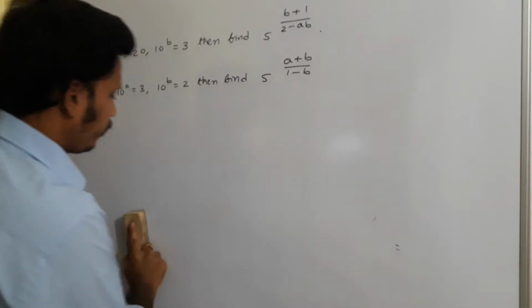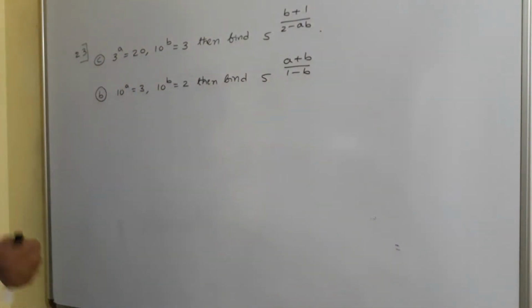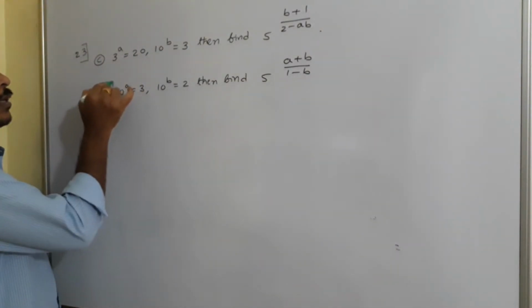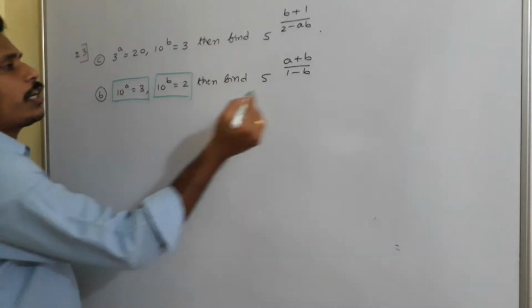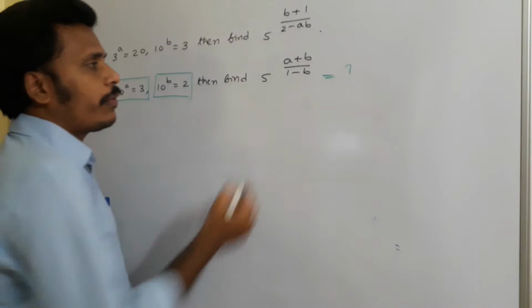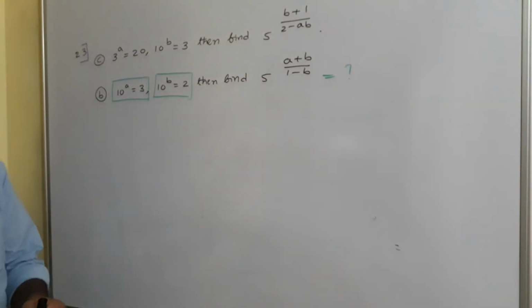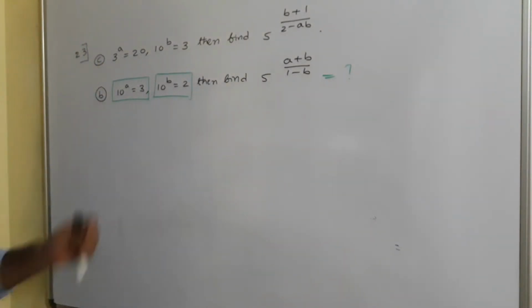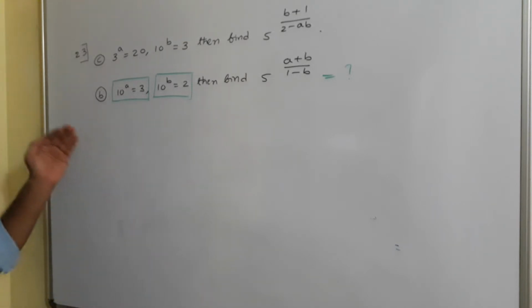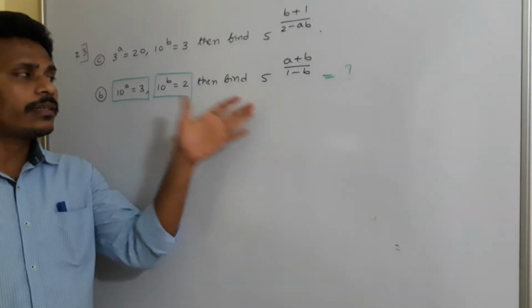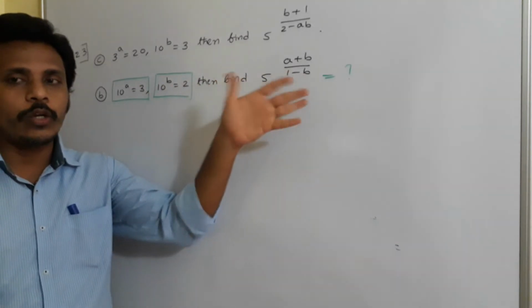Here 10 power a is given as 3 and 10 power b is given as 2. Our target is to find this particular value, 5 power (a plus b) by (1 minus b). Okay, it is a somewhat different problem when compared with 23a. There we found the value directly, but here there is no chance to find its value directly.